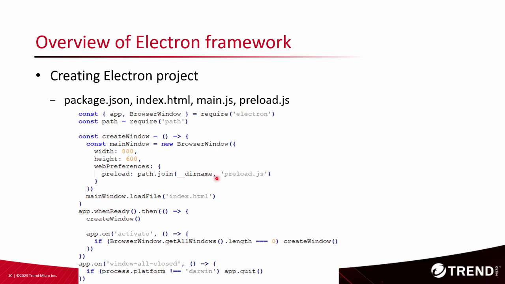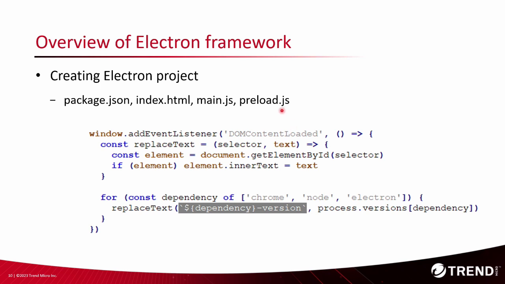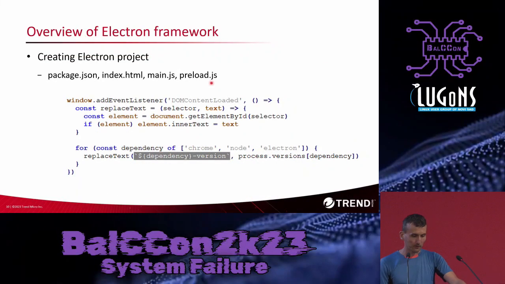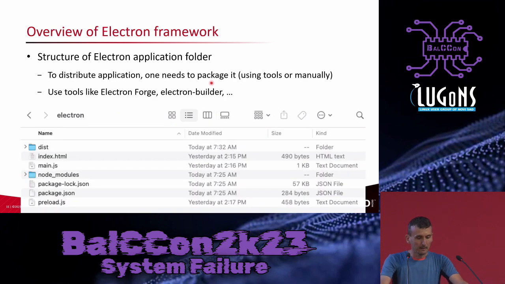Here you can see it creates the window. Then it reacts to some events, like when the window is ready, when the application is activated, when windows are closed, and so on. And there's one more thing called preload.js. For security reasons, it's better if the renderer process doesn't have access to the Node.js API, so it's more restricted, but the preload.js script is run with more privileges. This is a very simple example of the file.